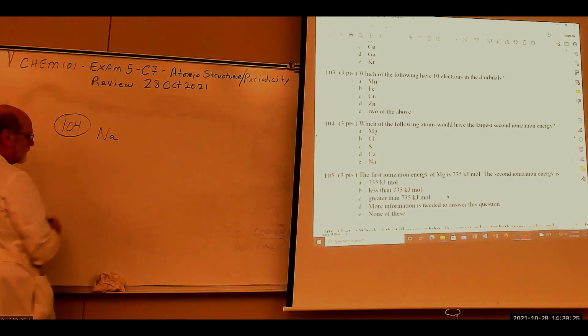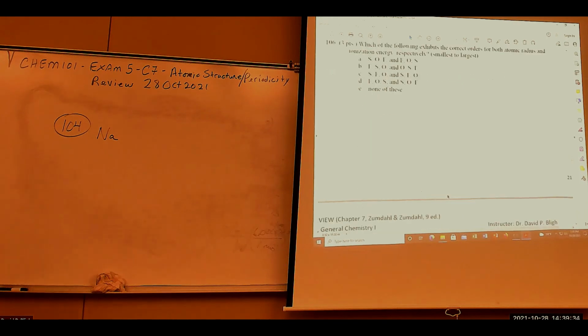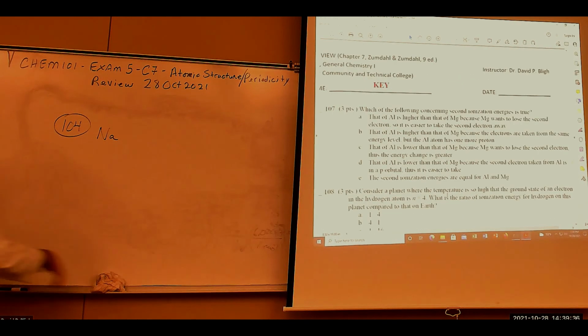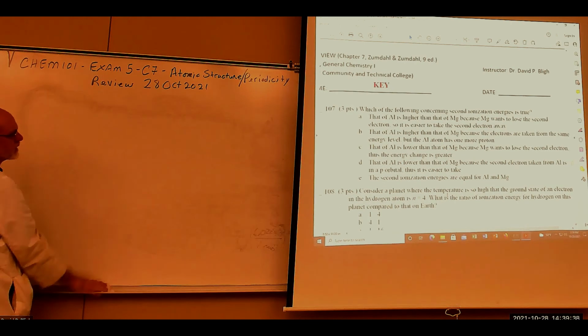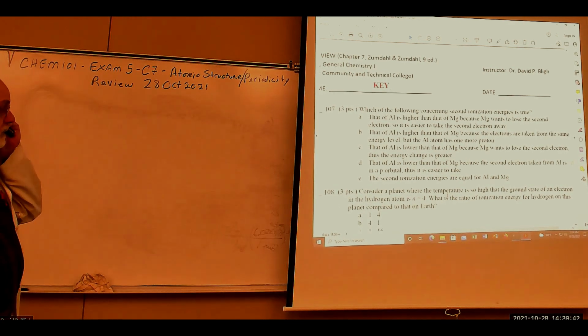You're getting into the core. So 104, 107. Here we go. Let's see. Which of the following concerning second ionization energy is true?